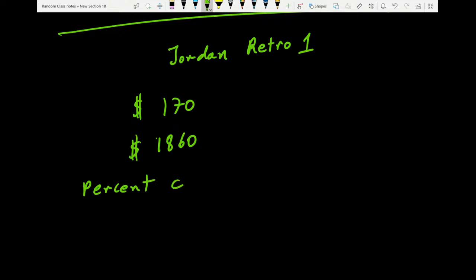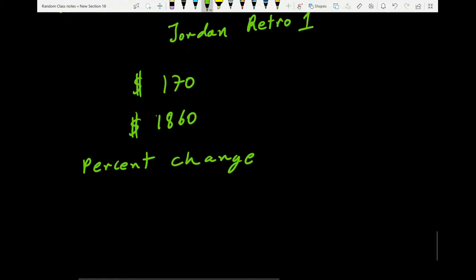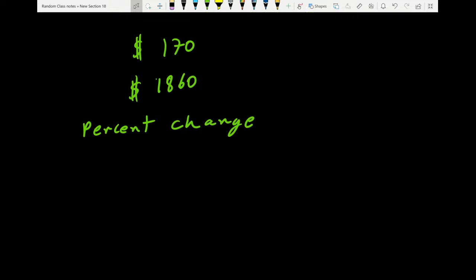Percent change. I mean, think about it. If you guys are students, I wish we had this when I was young. When the shoe is out for $170 and then sometime later it's $1,800, you just wait a day or find a way to get a hold of the shoes and you make tons of money. You don't even have to have a job. So let's look at the percent change.